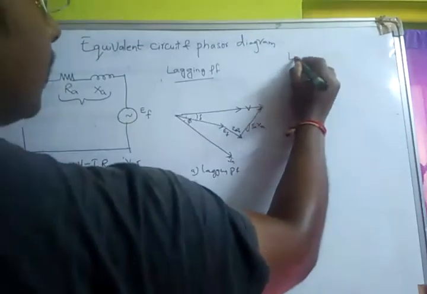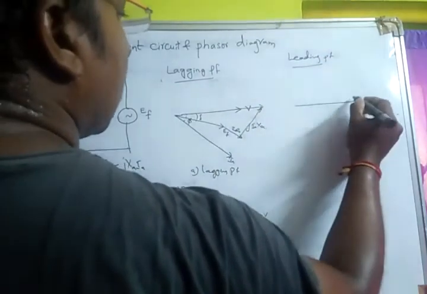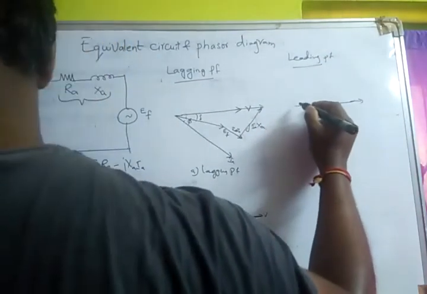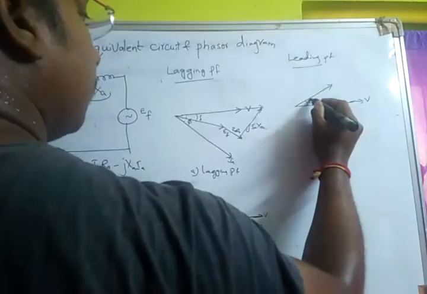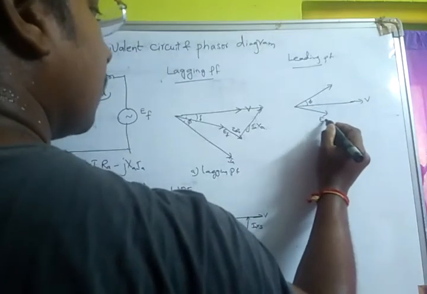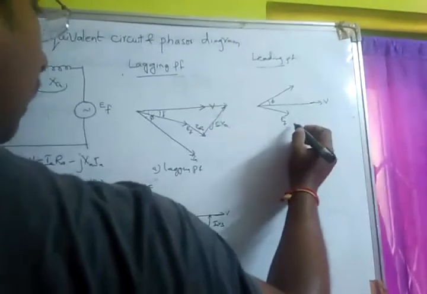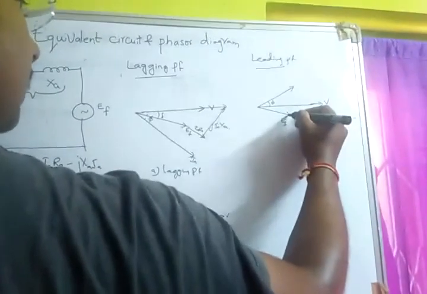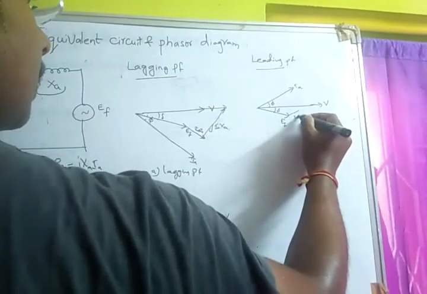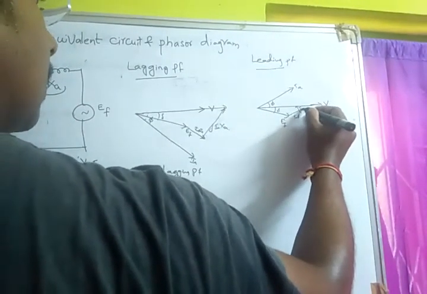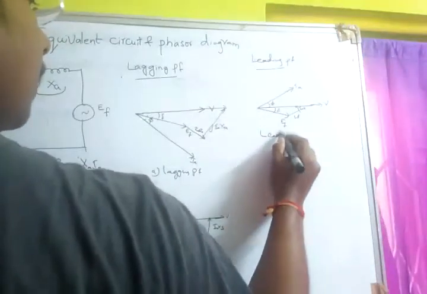And coming to the leading power factor, voltage lags current, or current leads voltage. The current leads the voltage by an angle phi, and this is Ef. So Ef is like this, and IA RA is in the direction of IA, and 90 degrees to it is IA into XS. This is for leading power factor.